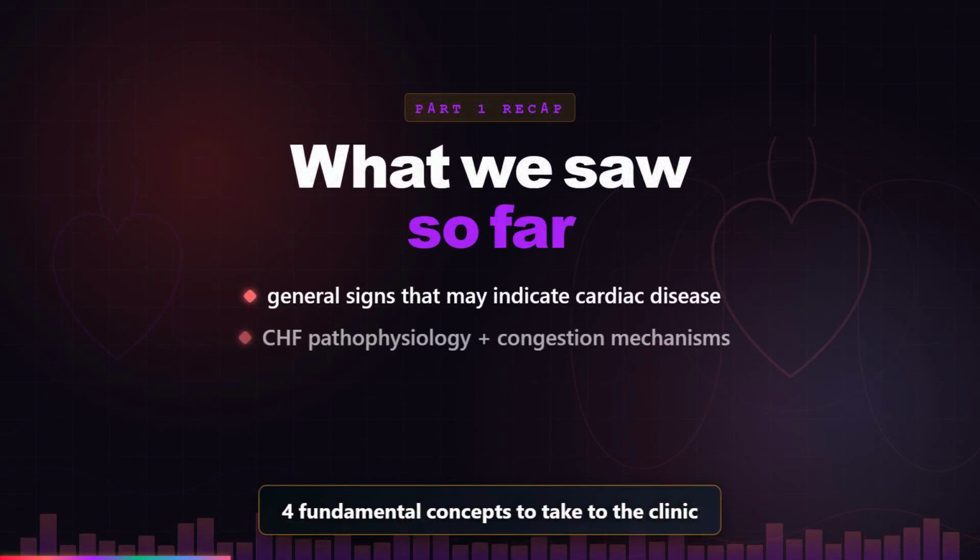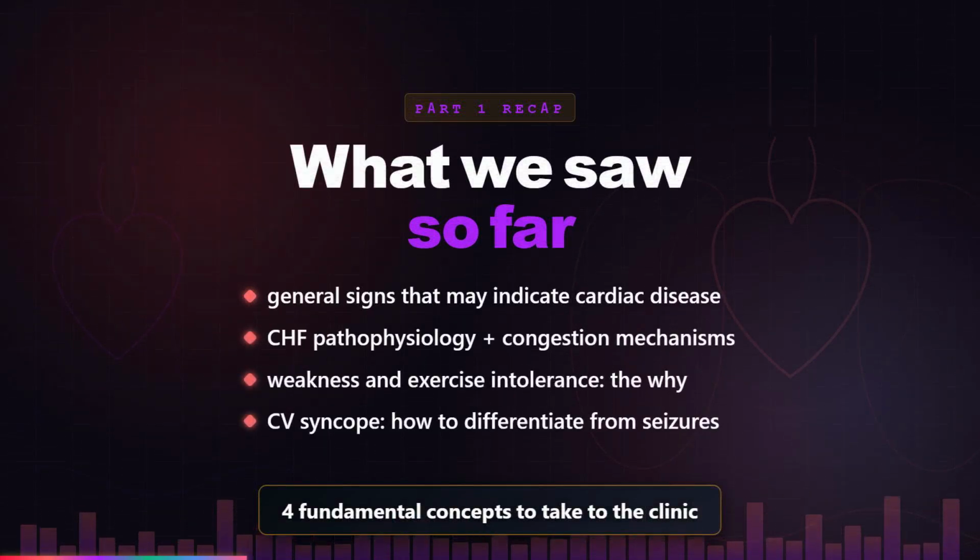The fundamental concepts you should retain from this first part are: heart failure can occur on both the right and left sides of the heart, each with distinct clinical manifestations. Weakness and exercise intolerance result from inadequate cardiac output and chronic vascular alterations. Cardiovascular syncope is differentiated from seizures and other causes of collapse by specific clinical characteristics, and proper investigation requires multiple diagnostic tests.